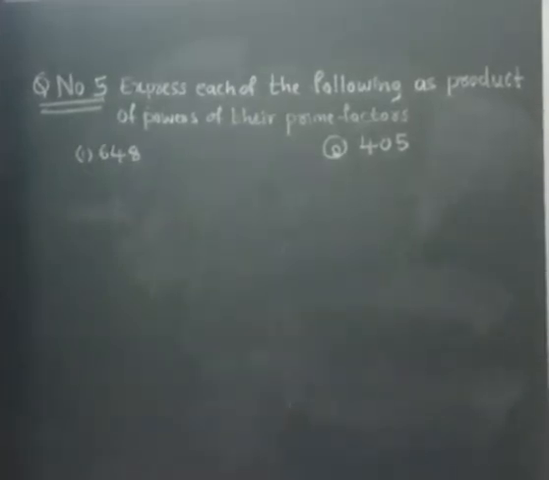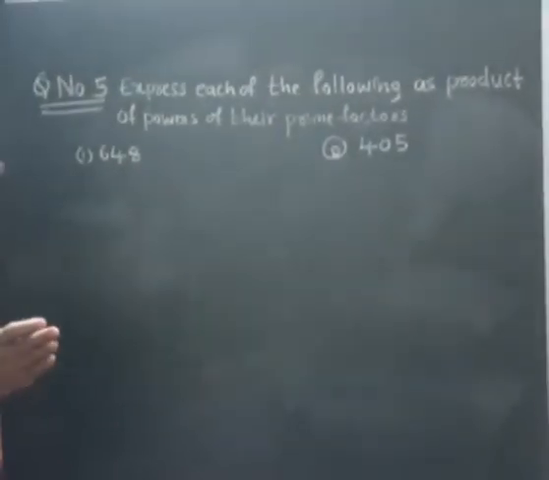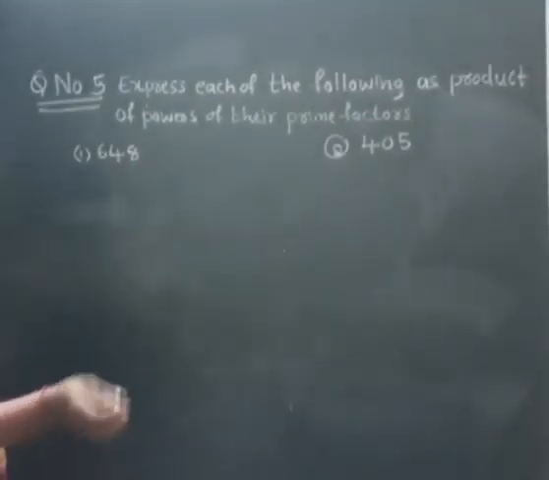Question number 5. Express each of the following as a product of powers of their prime factors. We have to find the prime factors of 648. Do you know how to find prime factors? Prime factors means we have to take prime numbers. A prime number is a number that is divisible only by itself and by 1. Those are called the prime numbers.